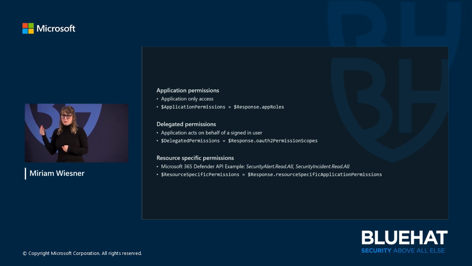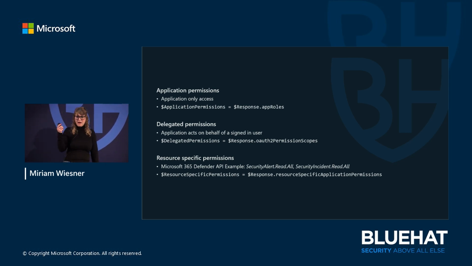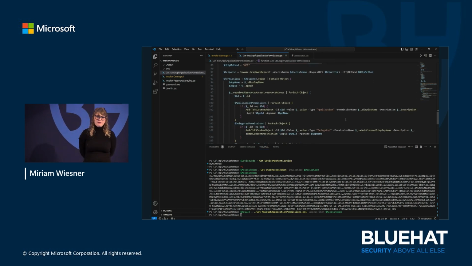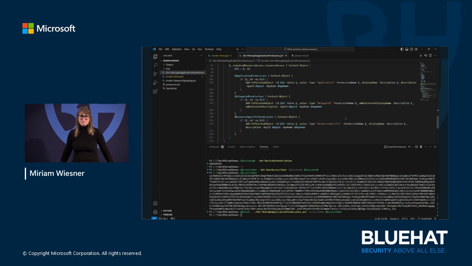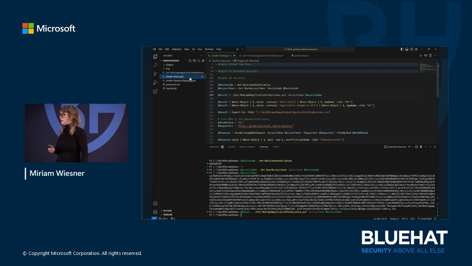So let's say we want to read alerts in Microsoft 365 Defender. In that case, we need the security alert read all. Same thing for incidents. Then we need the security incident read all. And we continue in that script. Basically, we are also querying all those permissions that we just saw and returning everything to our custom object that we return here.